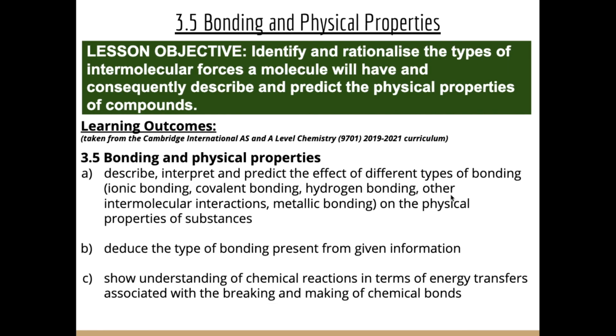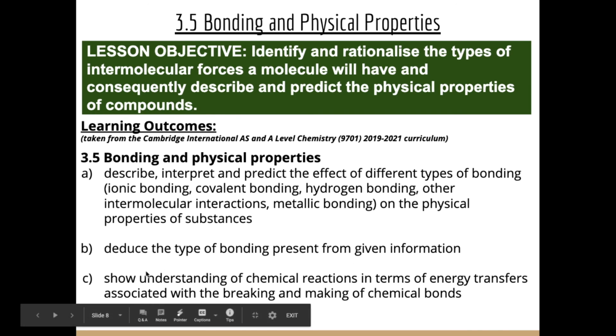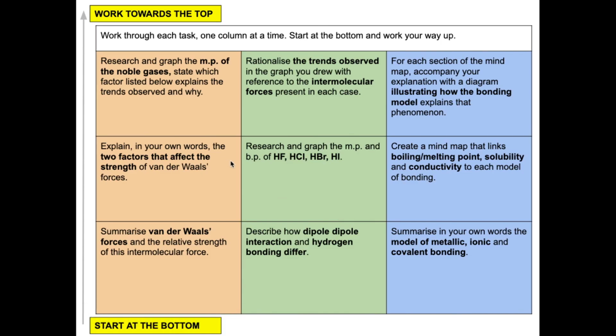And with that, we finish our chemical bonding unit, Unit 3. What have we done? We've described, interpreted, and predicted the effect of different types of bonding on the physical properties of substances, deduced the type of bonding present from given information, and shown an understanding of chemical reactions in terms of energy transfers associated with the breaking and making of chemical bonds.